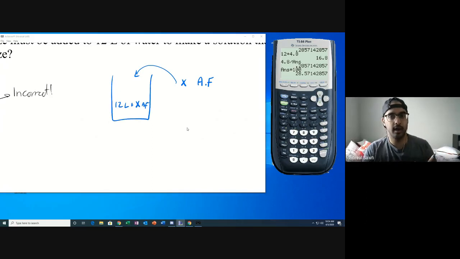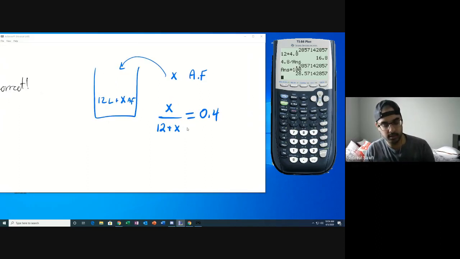Okay, so if I want to find the actual percentage of antifreeze I have now, I can take the amount I'm adding in and divide it by the total. In this case, 12 liters original of just the water, plus the increased amount of antifreeze. That ratio needs to give me 40%. Now, in doing that, I can find out what the unknown is. Okay, so this will actually work for me.